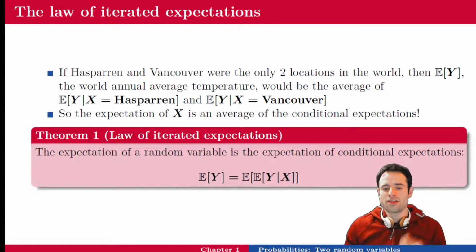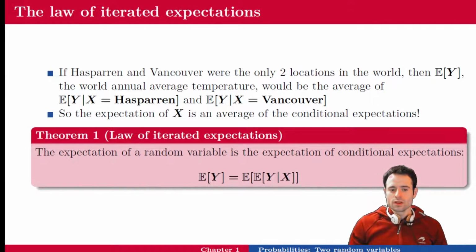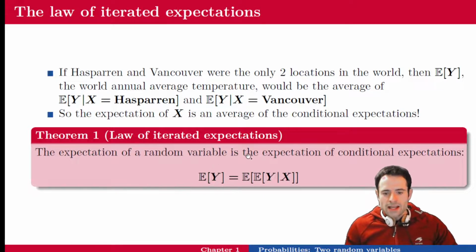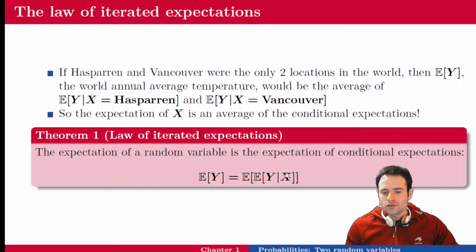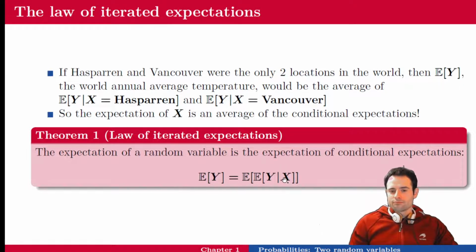And this is actually a theorem. The final expectation that doesn't have any condition, you can see here, y is alone, is the expectation of the conditional expectations. So I will take a second average of my averages over the different values of x. This is one conditional expectation. This is one conditional expectation.